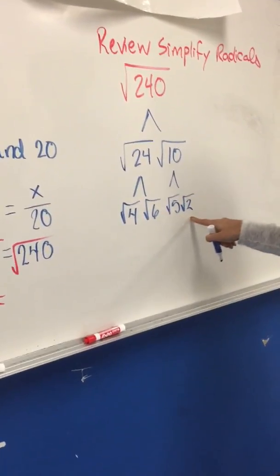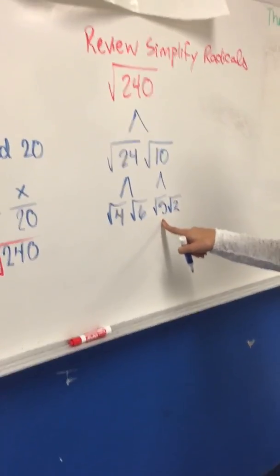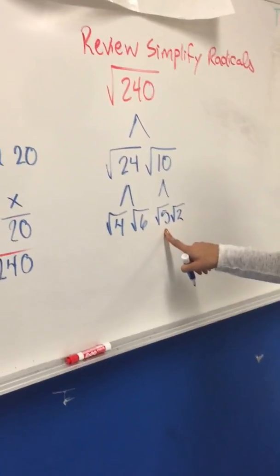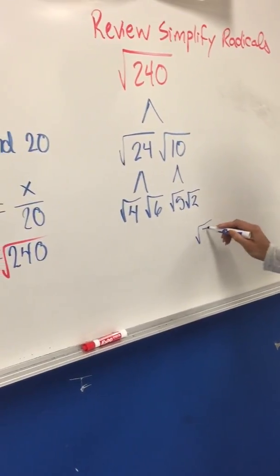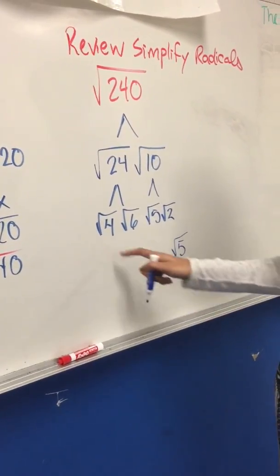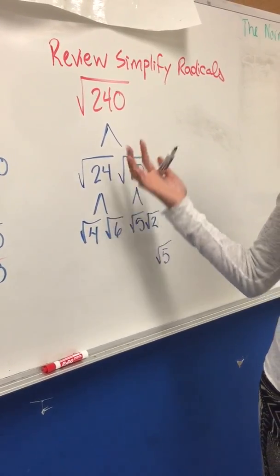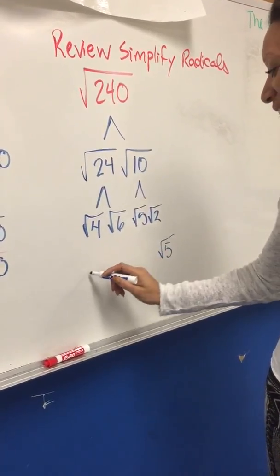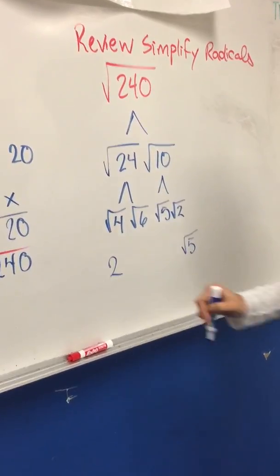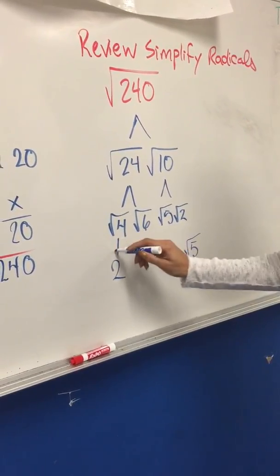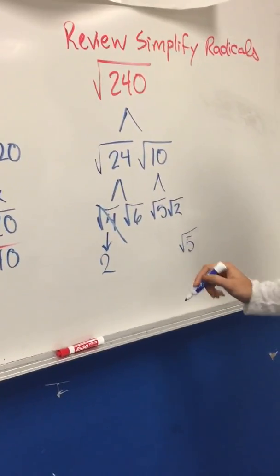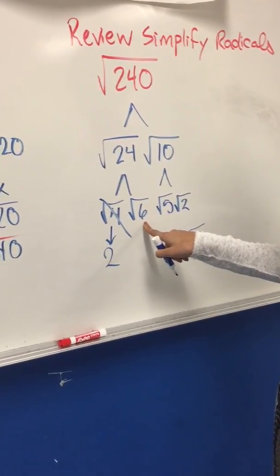So look what we have here. We have 5, that's a prime number, so I can't break that down anymore. I'll put that to the side over here. I have the square root of 4. What's the square root of 4? It's 2. You're right, it's 2. So then the square root of 4 is 2. I took that square root. Done with that. The square root of 6 is 2 and 3.